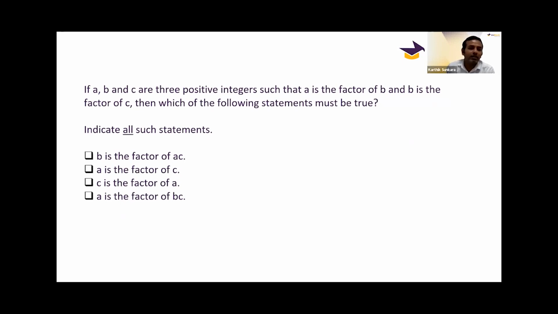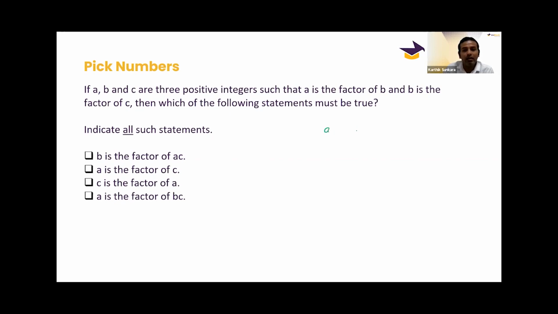Right. Let's solve together. If A, B, and C are three positive integers, such that A is a factor of B and B is a factor of C, then which of the following statements must be true, right? For this, we need to pick numbers, because as I said earlier, when there are variables, it is too confusing. When there are numbers, it's straightforward. We know what 2.5 means and what 3 means, but what is A, B, C, we don't know, right? So let's take some values for A, B, and C based on the conditions that we have.